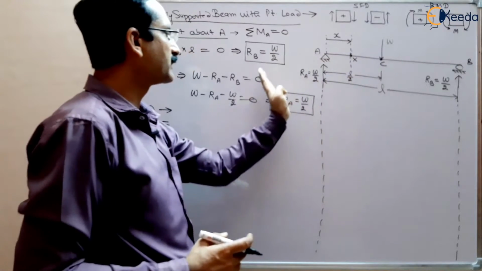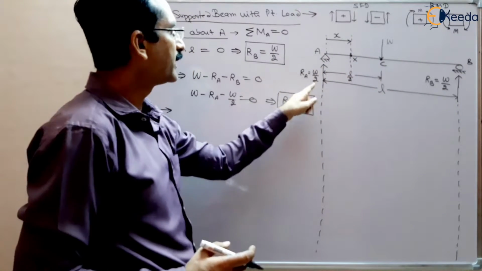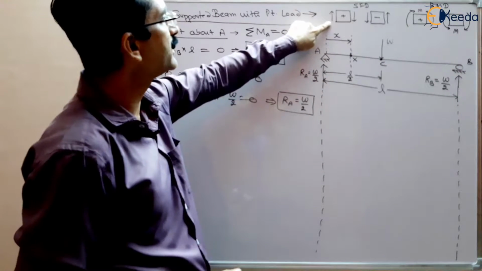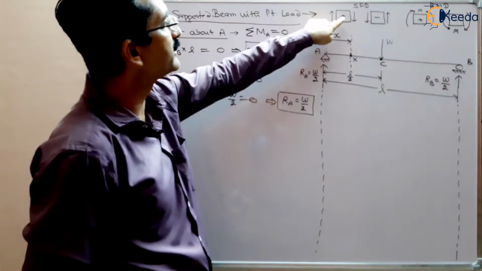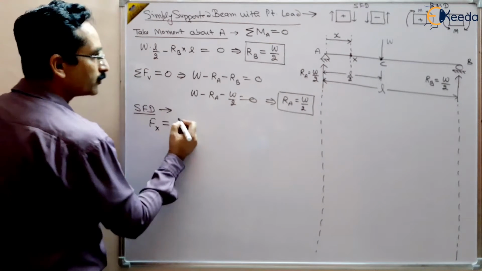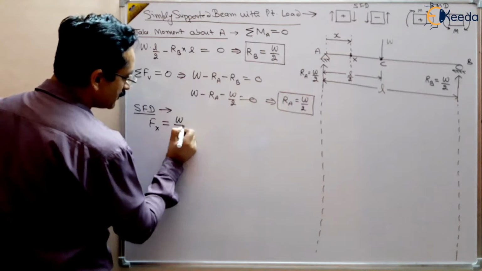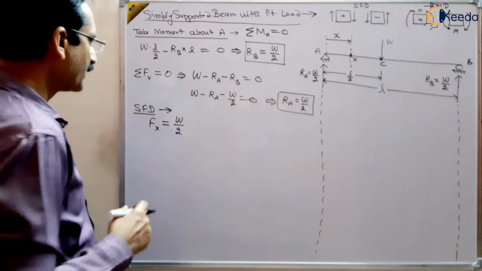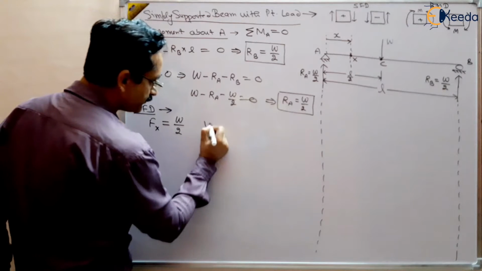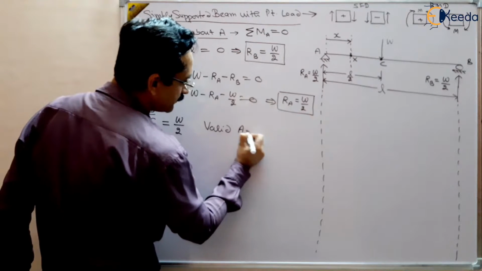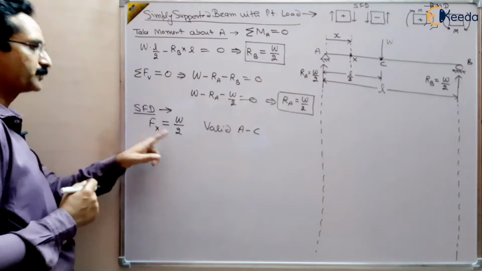So we have to take the forces to the left of this section, and there is only one force, and that is upward. So left upward is positive. So this W by 2 is positive, right? So Fx will be equal to W by 2, and this will be valid between A to C, and this is positive, right?